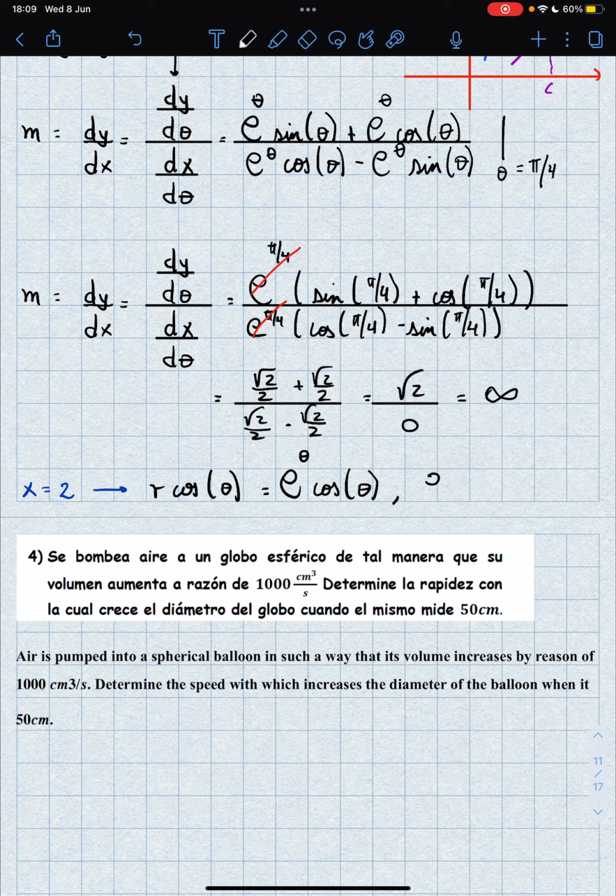So what you're going to have is the following, and look at this. You're going to say x is equal to e to the pi over 4 times cosine of pi over 4. What is cosine of pi over 4? Square root of 2 over 2. And this is your expression. Okay? Thank you, guys.